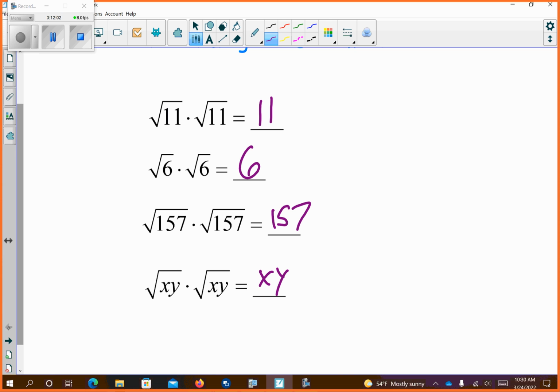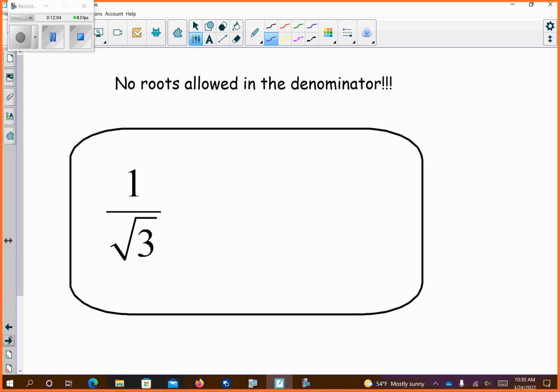I like it. There is a rule in math, and this rule only takes place sometimes, not always. It's called rationalizing the denominator. Now, I kid you not, the only reason we rationalize the denominator is that a fraction is a division problem. Everyone get that?